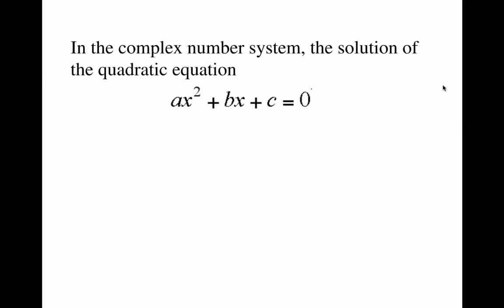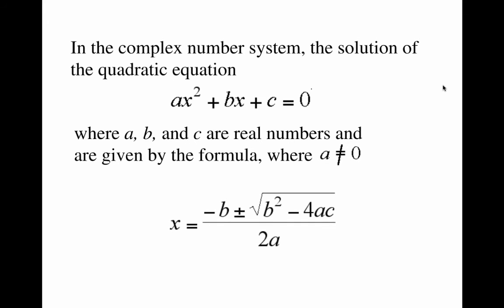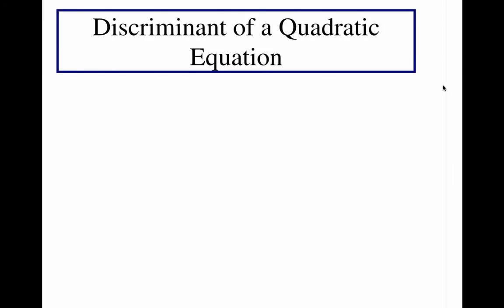In the complex number system, the solution to a quadratic equation, ax squared plus bx plus c equal to 0, where a, b, and c are real numbers and a cannot equal 0, is given by the quadratic formula: x equals -b plus or minus square root of b squared minus 4ac, all over 2a. You'll need to memorize that.